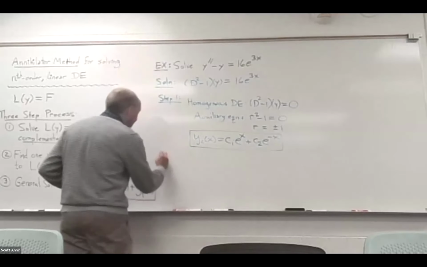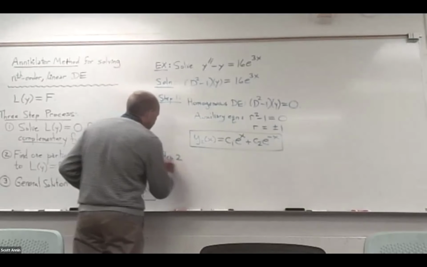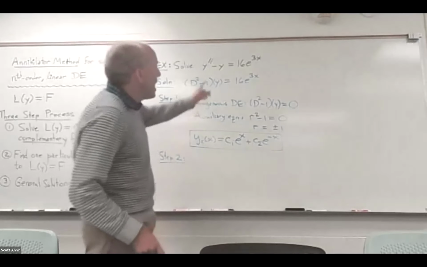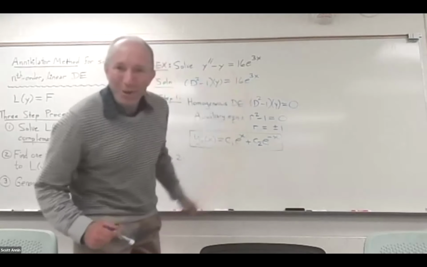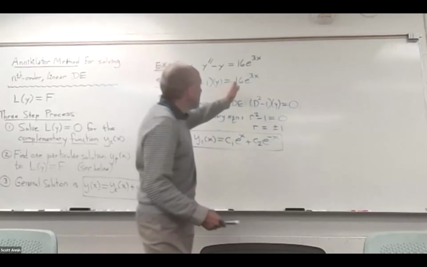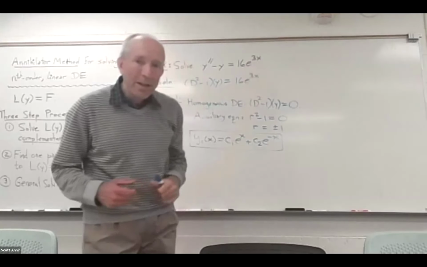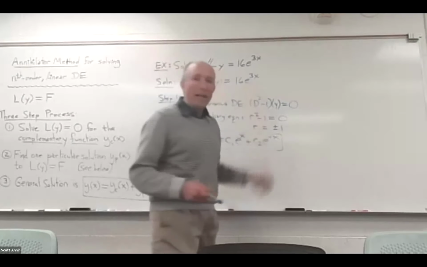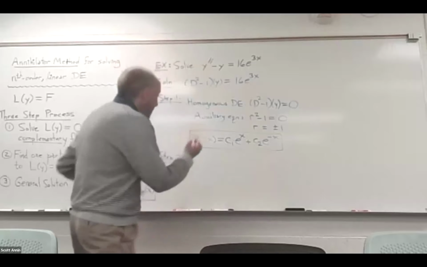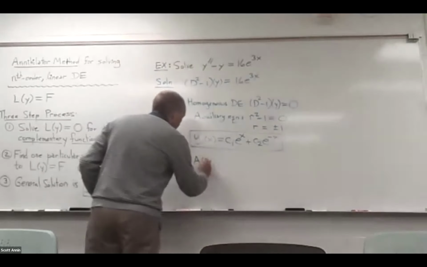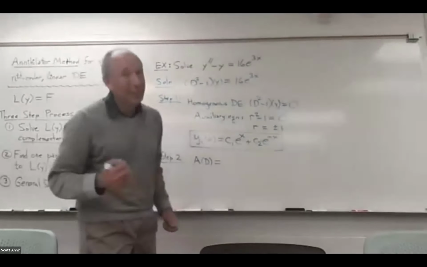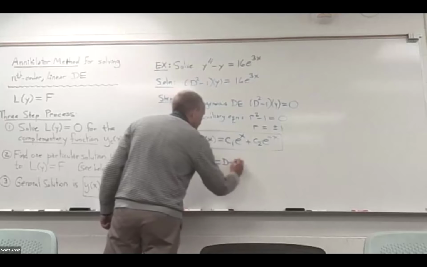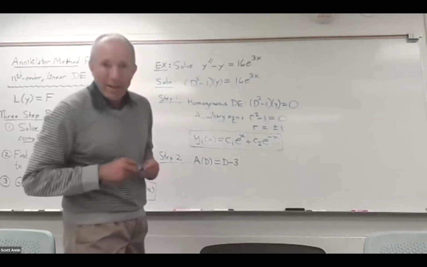This is where the new stuff comes in. And the first thing you're going to want to do on step 2 is identify an annihilator for the function on the right-hand side. In this case, I have 16e to the 3x. The 16 doesn't matter, it's just a constant. So I'm mainly focused on annihilating e to the 3x. And we can either simply remember what that annihilator is, or we can consult our table of annihilators. In this case, the annihilator is just d minus 3.